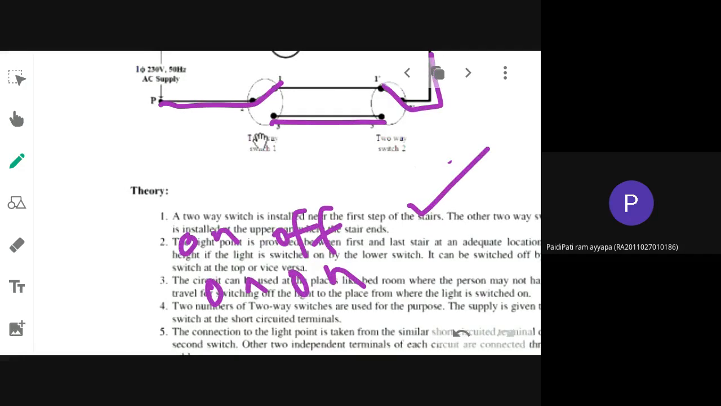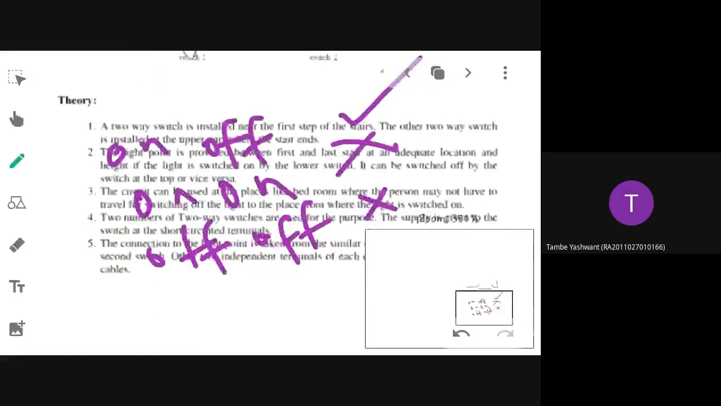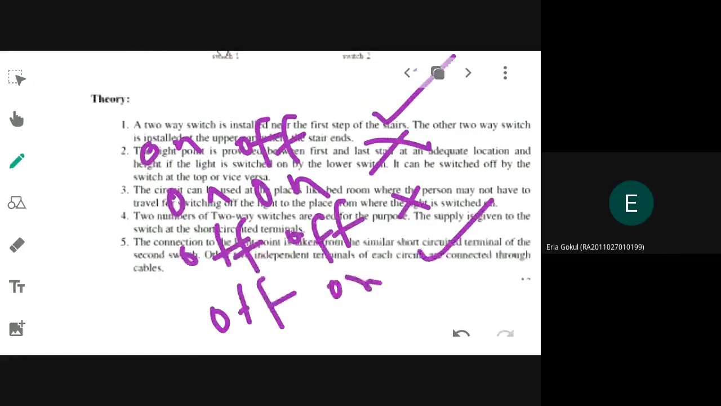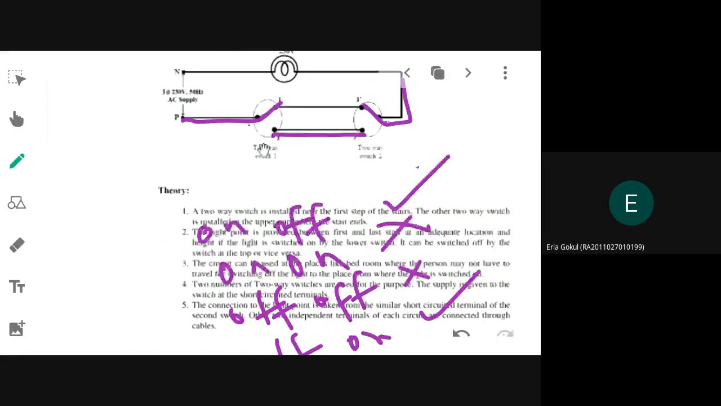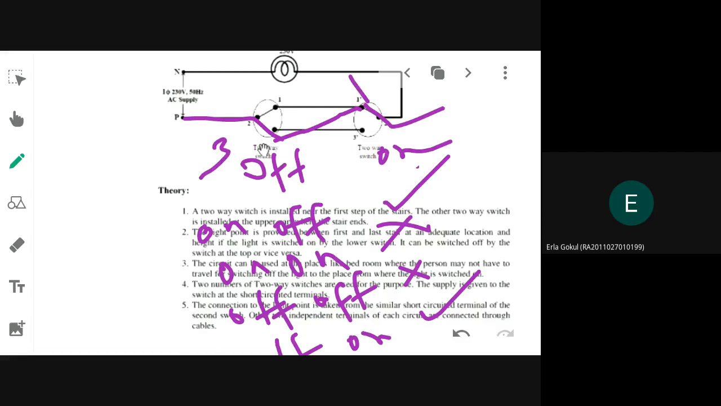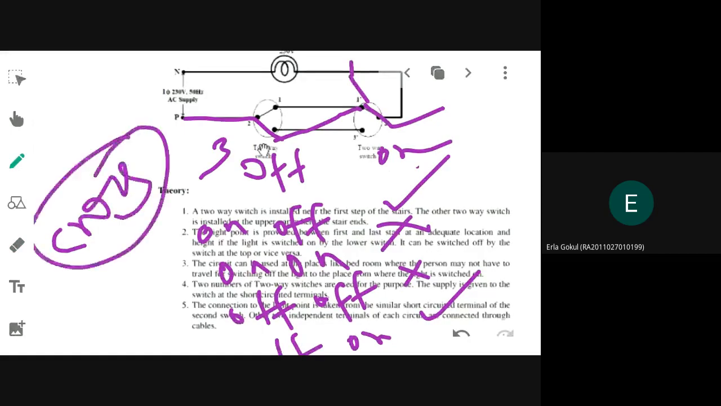So the lamp is not glowing. Then off also it will not glow. Off, on means glow. Okay, I'll tell you how. Off, on. So this is off. Then I'm giving connection like this. This is off, on, but I'm connecting the 3 and 1 dash. So the circuit will be again closed. So this is what type of connection? This is called as cross connection.